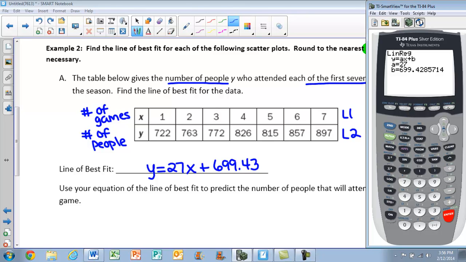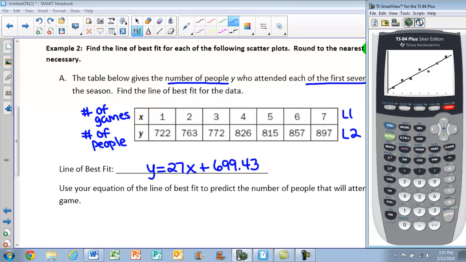Now, if you want to see what your graph with this line would actually look like, we hit y equals, and we type in our equation. So we have 27x plus 699.43. And then we can go ahead and hit graph. And if you look, that's pretty cool. It draws in that line for us. That's the line that we just found.